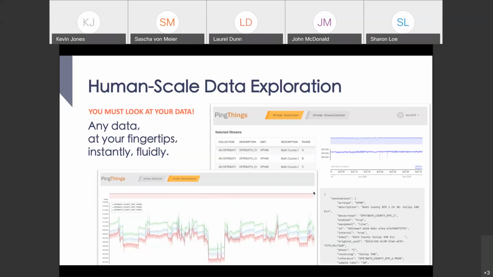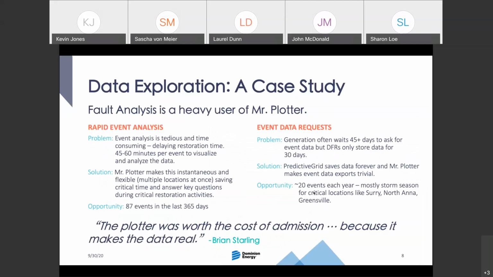This alone has driven some value propositions inside Dominion, particularly in our fault analysis group. And I forgot that I had this slide here. I'm going to skip this. It's there for you guys to take home and read, but just know that the data visualization has accelerated our ability to do fault analysis to improve restoration times.